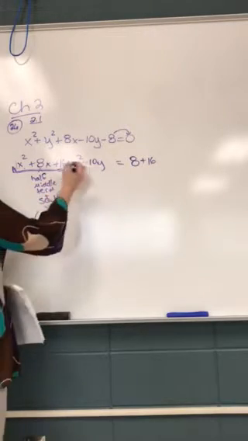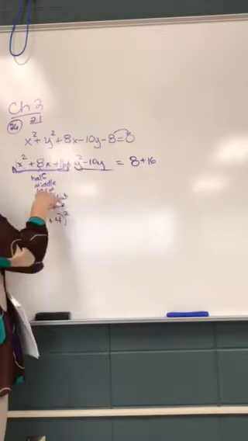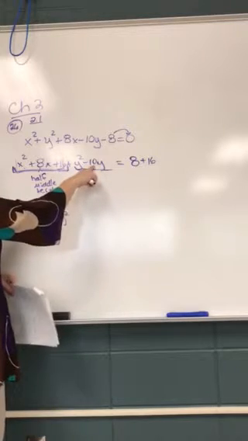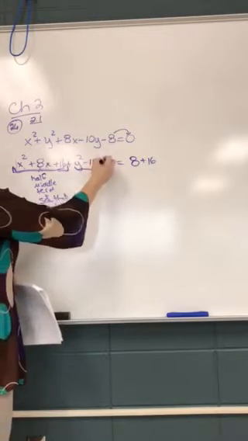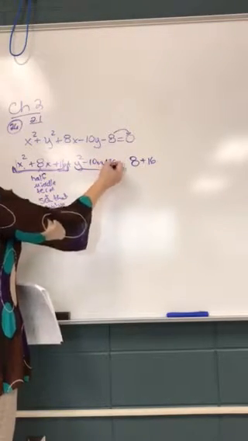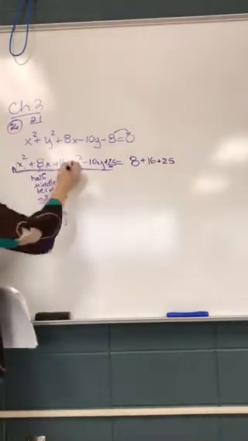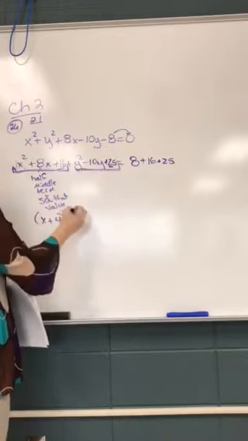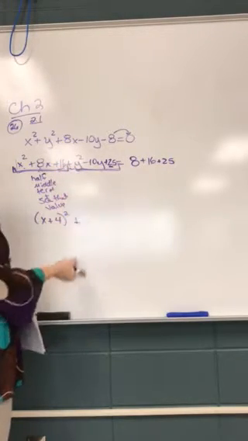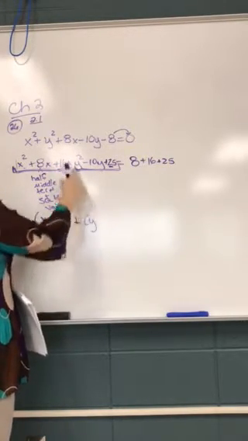Anyway, so that works. Do the same thing to your y's. Do the half the middle and squared. So half of 10 is 5. 5 squared is 25. If I add 25 to the left, I have to add 25 to the right. That makes this now factorable just like before. There's a plus sign between these. And then you've got your y.